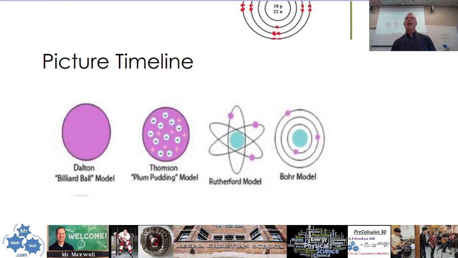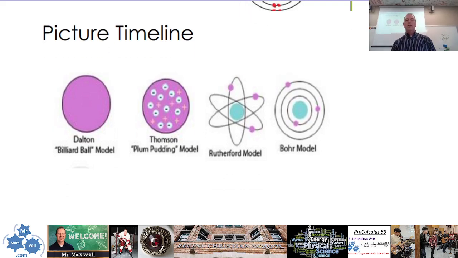So, picture timeline. You guys need to draw this. Need to write this down. This is a little summary of what we've learned so far. Dalton had the billiard ball, pool ball model: a solid, tiny ball that was not divisible at all. It's uniform throughout. Thompson had the plum pudding model, where we did have a ball, but there are little pieces of negative charges in there. So we went from Dalton to Thompson.